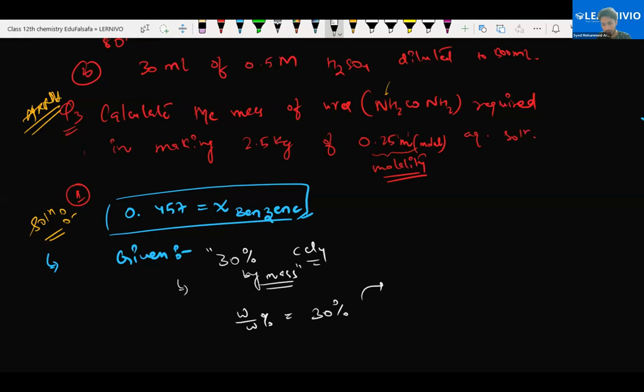It means that 30 gram CCl4 is present in 100 gram of solution. Correct? Yes, sir. Then we subtract the two, so we get the mass of solvent. Absolutely correct. So now what do you need to do?